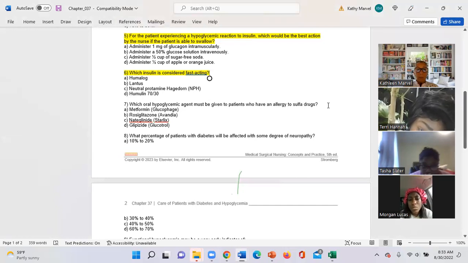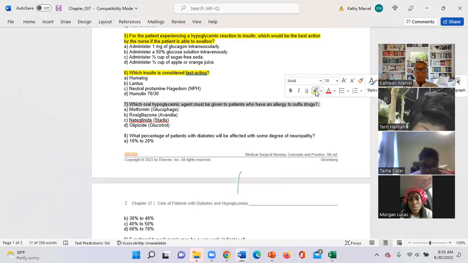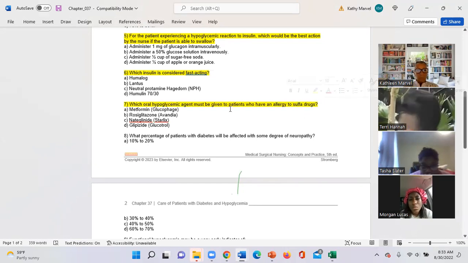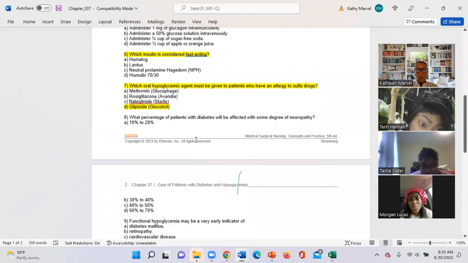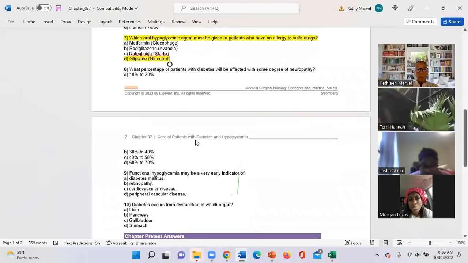Which oral hypoglycemic must be given to patients who have an allergy to sulfur drugs? Okay, it's this one. What percentage of patients with diabetes might be affected by some kind of neuropathy? We don't need to worry about that question.